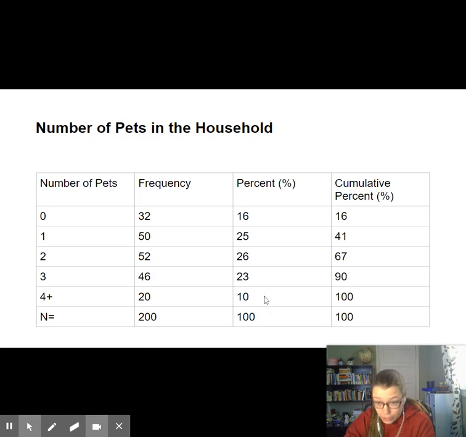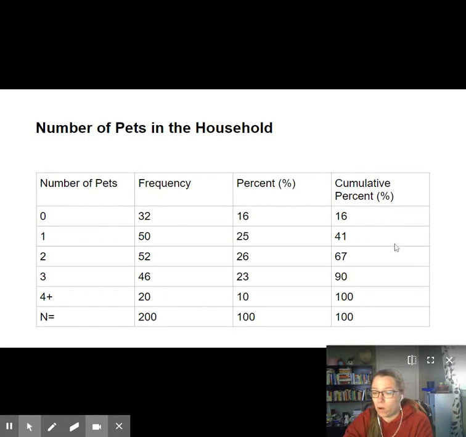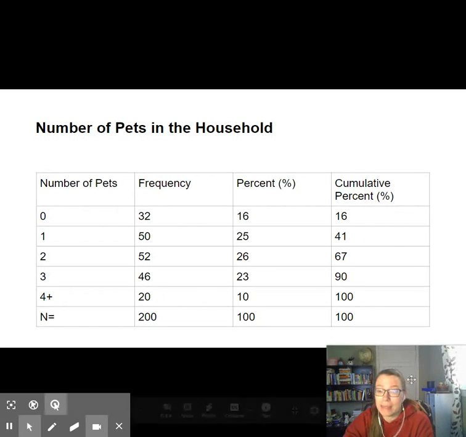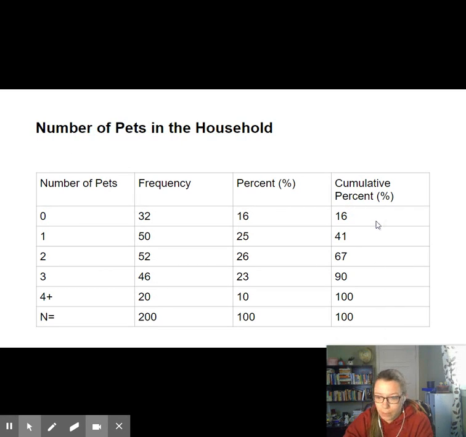I have the percentages for the number of pets in your household. So 32 divided by 200 times 100 is 16%. 50 divided by 200 times 100 is 25%, and so on and so forth, as well as the cumulative percent, which is already done for you. So if you are looking for where the median is in this situation, you'll come over to the cumulative percent column. You'll see the 0 pets only make up 16% of our sample, so the median doesn't fall in there. Go down to the next one.